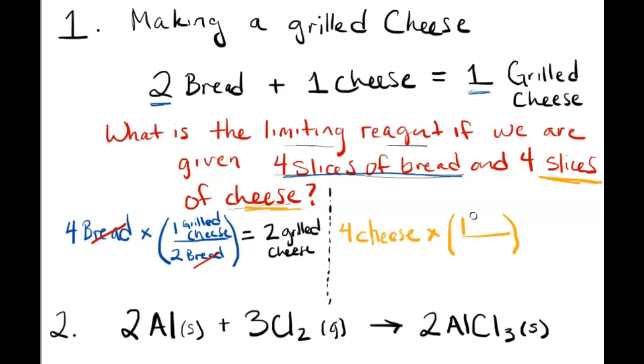Right? So 1 grilled cheese. I should just abbreviate it like GC, but here we are. 1 grilled cheese, 1 slice of cheese. So how many sandwiches could we make? Well, cancel out our units. Remember, the unit you want to cancel always goes on the bottom. That's why I put it down here. So 4 times 1 gives you 4 grilled cheese.